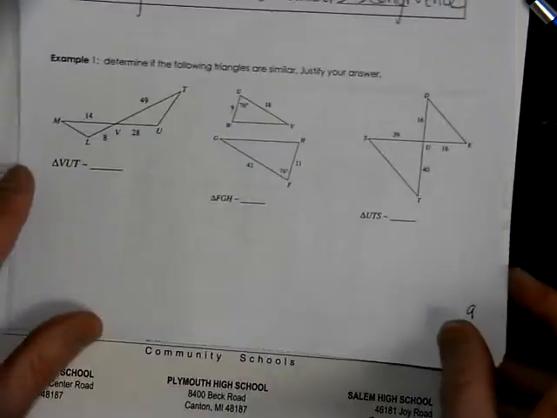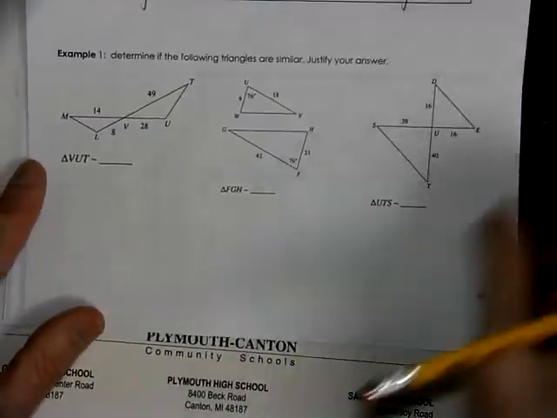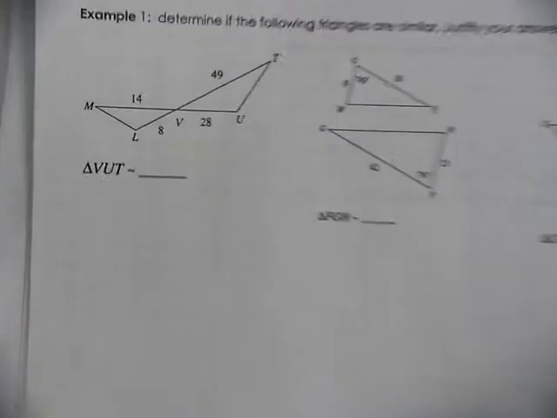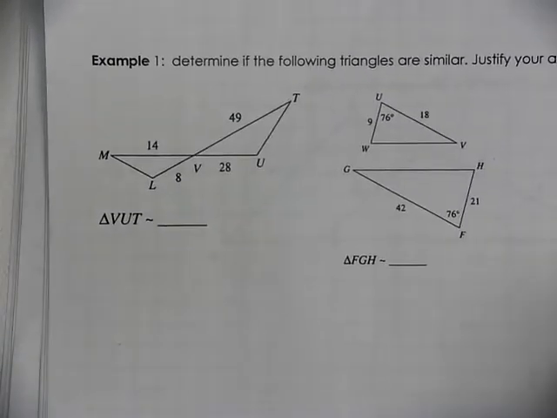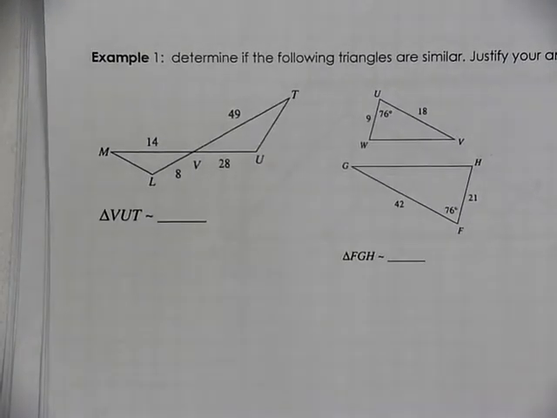Let's come on down and take a look at the information that they give us. Here's a pair of triangles. We have to see, is there enough information to prove the triangles are similar to each other?